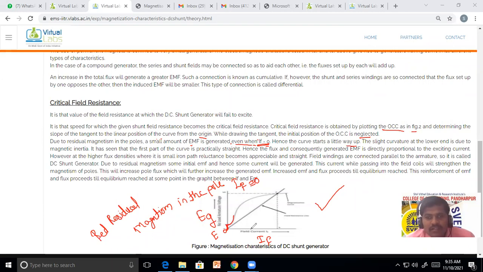Now the slight curvature at the lower end is due to the magnetic inertia. So here it is slightly lower due to magnetic inertia, and it is seen that the first part of the curve is practically straight. This first part of the curve will be a practically straight line.